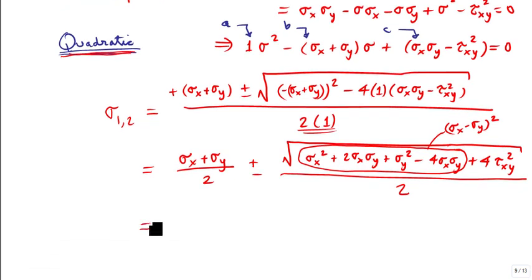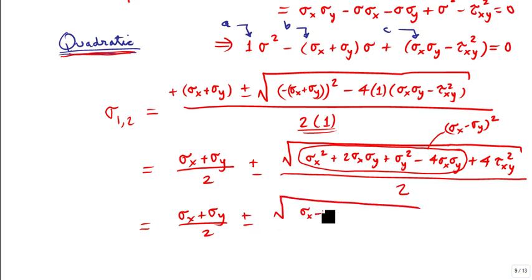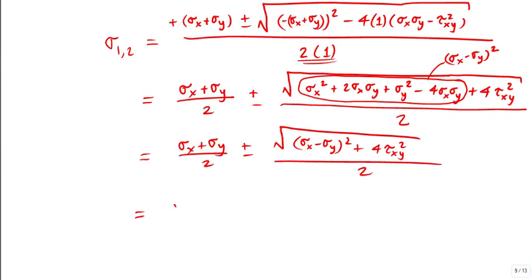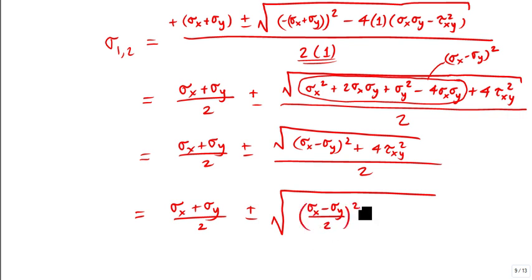Okay, so let me do another step. So you get sigma x plus sigma y over 2 plus or minus the square root of sigma x minus sigma y squared plus 4 times tau xy squared, all over 2. Right, and then you're going to get sigma x plus sigma y over 2 plus or minus. Now I'm going to bring this 2 under the radical. To do that, it's going to be 2 squared or 4. So I'm going to get the radical of sigma x minus sigma y over 2, all of this being squared, so notice how when I square the 2 here, it became a 4, just as I said a second ago. And 4 divided by 4 is just 1, so this is going to be just tau xy squared.